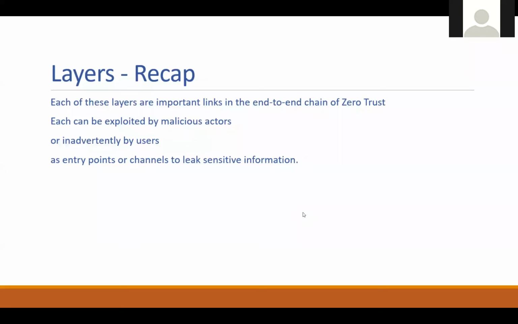So as a recap, each of these layers are important links in the end-to-end chain of zero trust, and each can be exploited by malicious actors or inadvertently by users as entry points or channels to leak sensitive information.